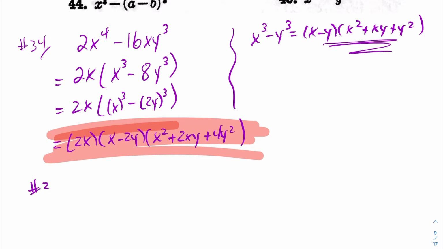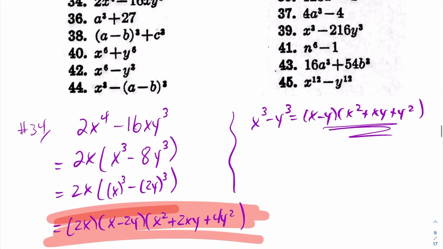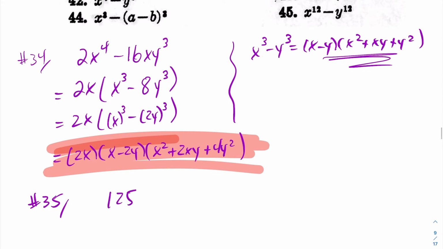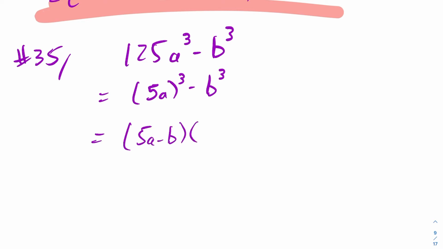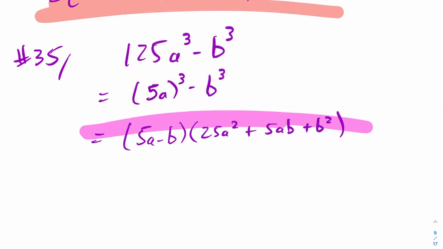All right, let's check out 35. For 35, 125a cubed minus b cubed. Again, setting this up for a difference of cubes, I can write this as a power of 3. This is already written as a power of 3. And now, fairly clearly, we can go ahead and apply my difference of cubes formula. So you're going to square the first term, multiply the first two terms together, make them positive, and then square the last term. And again, we have here a factored form.